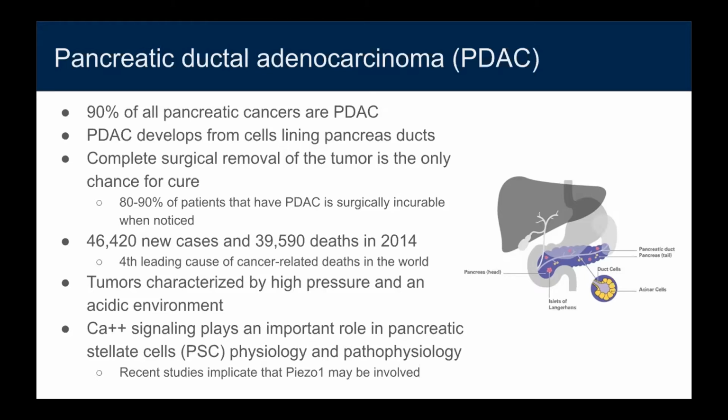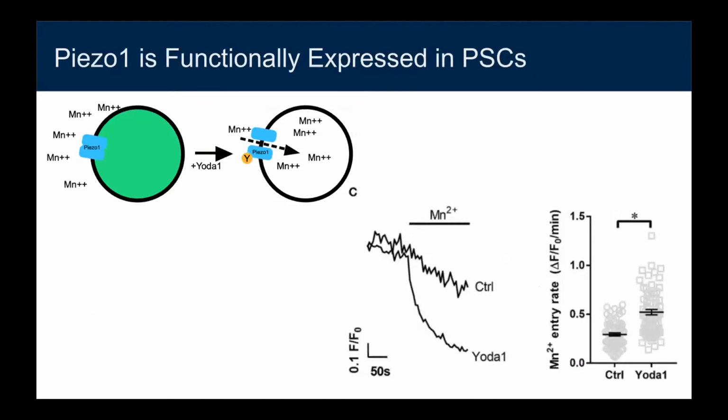Yeah, so now we're going to jump into the figures. They started out by establishing their models of Piezo1 in the cells. In the pancreatic stellate cells, with this figure, they were showing that Piezo1 is functionally expressed. To do this, they used a manganese quench experiment. The green here is a fluorescent marker of calcium, and they use the manganese as a simulator of calcium influx.